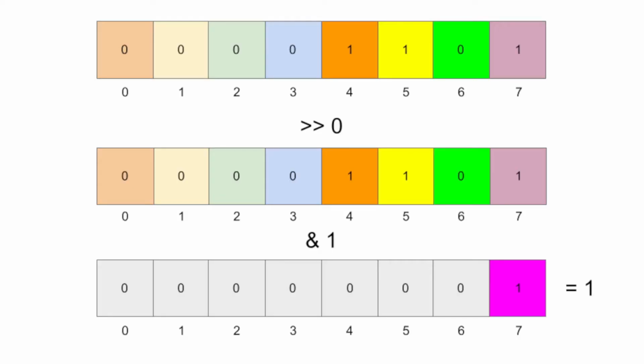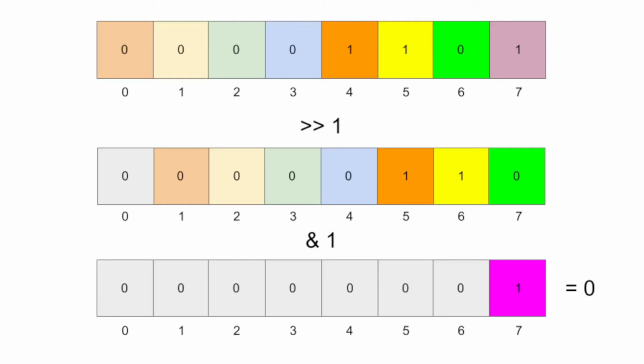13 is binary 1101. Right shifting by 0 doesn't change the value. ANDing with 1 gives 1. Right shifting by 1 moves every bit to the right by 1. The rightmost bit is lost. The leftmost bit becomes 0. ANDing 0 with 1 gives 0.